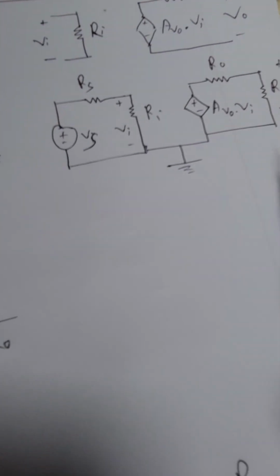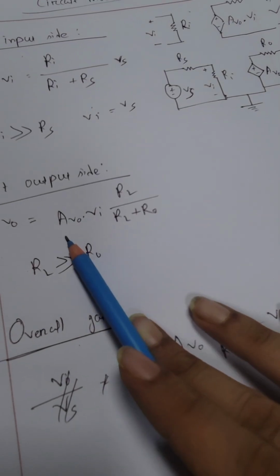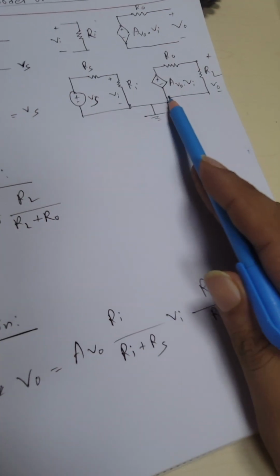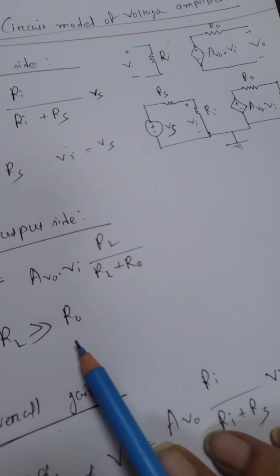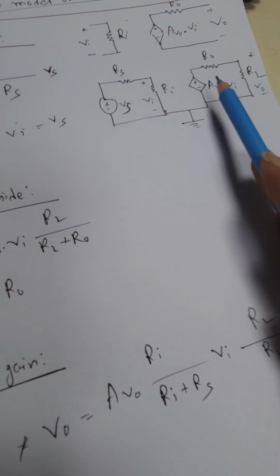And at the output side, if we apply the voltage divider rule, there's an output voltage Vo, a load resistance, and an output resistance of the amplifier. So if we apply the voltage divider rule here, we get the dependent voltage source with the gain factor multiplied by RL divided by RL plus RO.